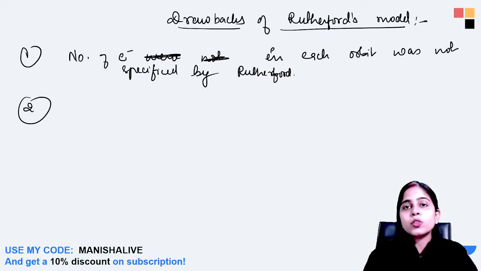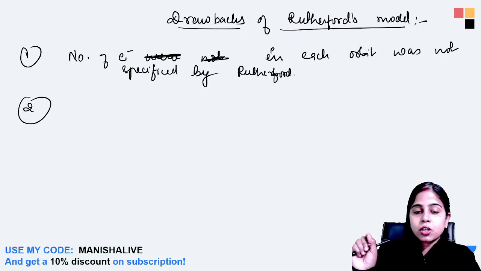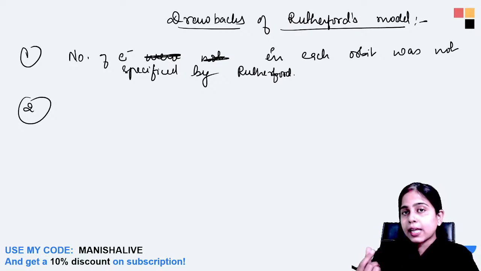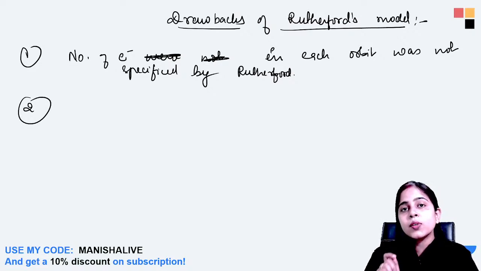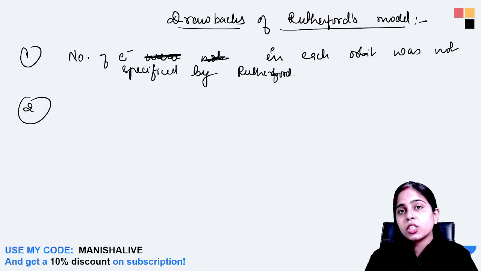Now, according to electromagnetic theory, if a charged particle like an electron is accelerated around another charged particle, that is your proton, then there will be continuous loss of energy. Why? Due to continuous emission of radiations. If any charged particle is accelerated at a very high speed around a charged particle, that revolving charged particle will continuously lose energy due to the emission of radiation.